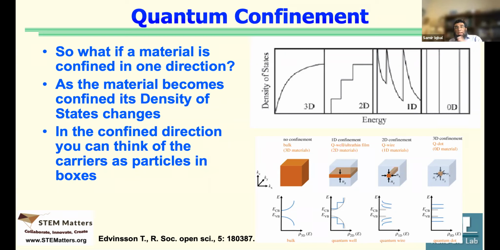Now, when you confine these materials, we are confining the states that are available for those materials. So much so that in a 0D material, a quantum dot, there are only two states available for them. So from the valence band, they can go only to one other state in the conduction band. So what we have done, we have physically confined those.